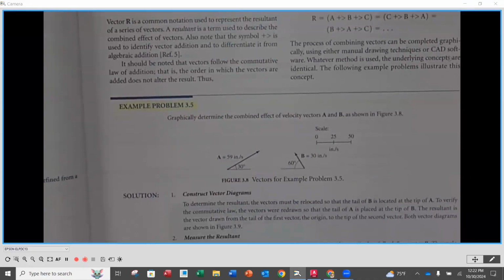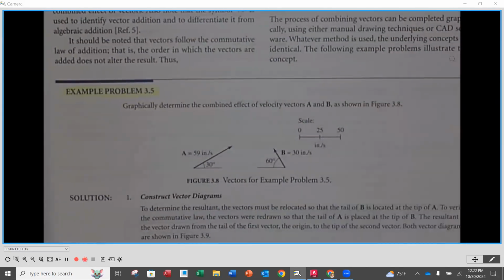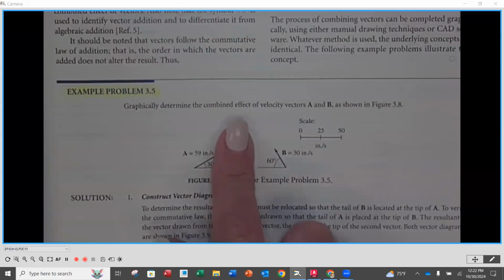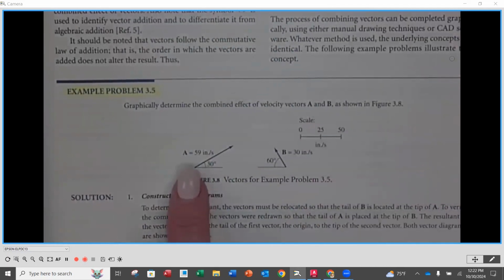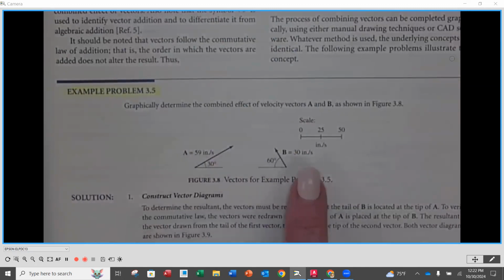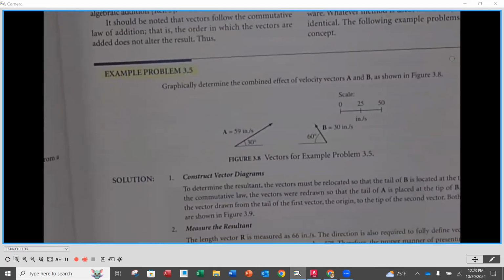Okay, so the problem statement for 3.5 states that we want to graphically determine the combined effect. That's going to be like adding them together. We want to vectorially add these together, which are the velocity vectors of A and B. A is right here on the left-hand side, B is on the right-hand side, as shown down here. We want to add these two vectors together and determine what the resultant is. So we are going to go over to AutoCAD.